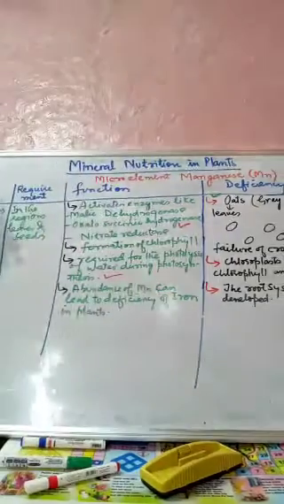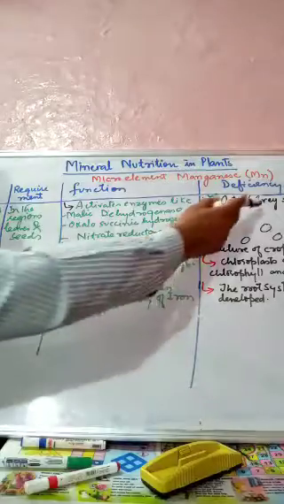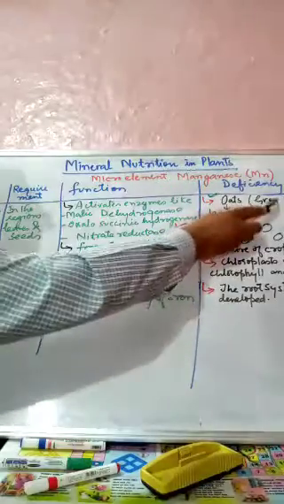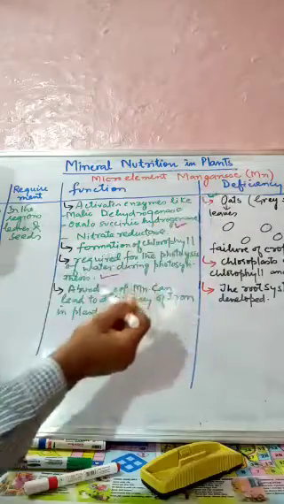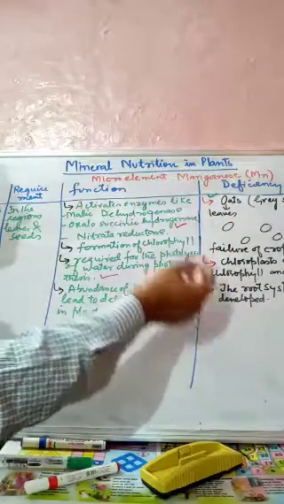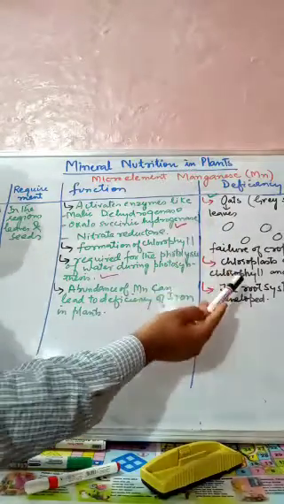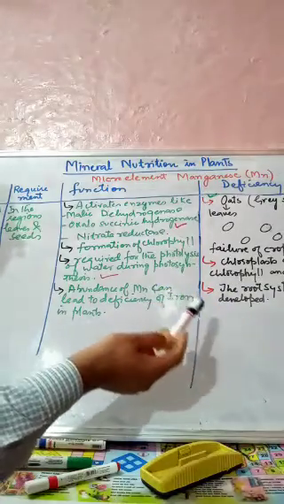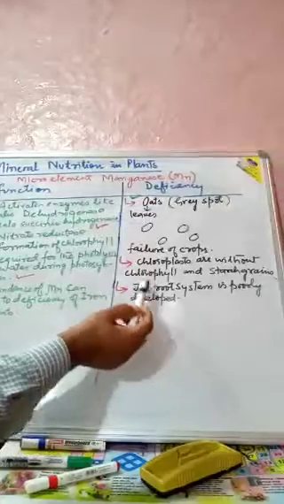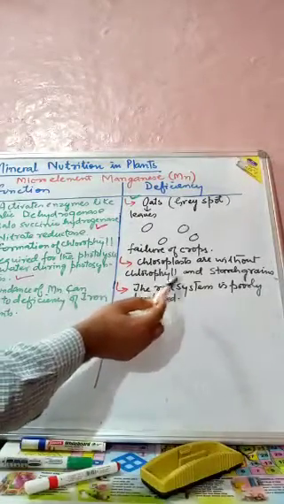And these are the deficiencies, and the very important deficiency is gray spot disease, which is mainly found in the oats leaves. And third, we will see chloroplasts are without chlorophyll or are less in number, and starch is also reduced, starch grains are less in number. And the third is that the root system is poorly developed.